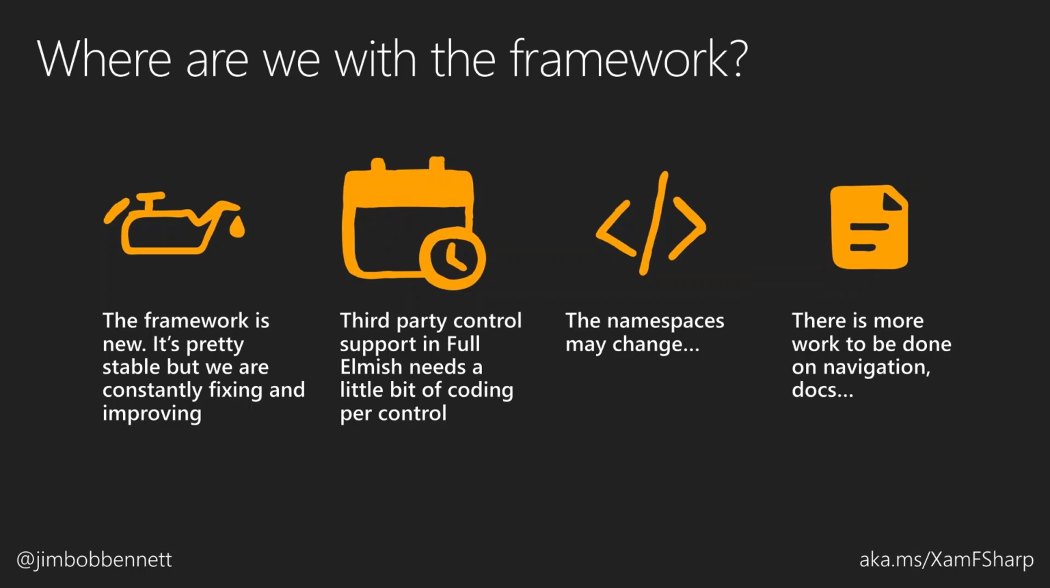One problem we have with full Elmish is this virtual user interface. It works really well for Xamarin.Forms controls because we've built the virtual versions of those. If you want to bring in third-party controls, at the moment you have to write a little bit of code. It's about 50 lines of code to allow you to use a third-party control with full Elmish with a virtual UI. But we are working to improve that. We're probably going to drop in a type provider so that you don't need to write any code at all, but that's going to come over time.